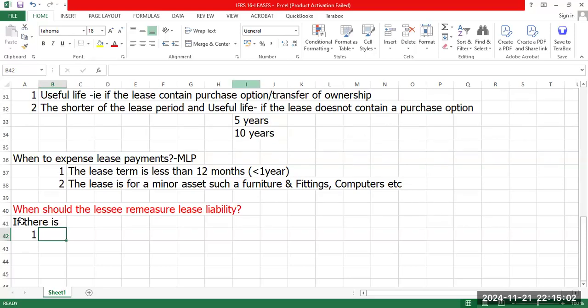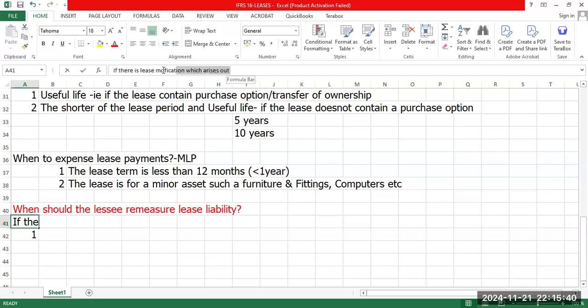If there is a lease modification, which arises... I think I have started it wrongly, but if there is LSC measures, let me just remove these ones.